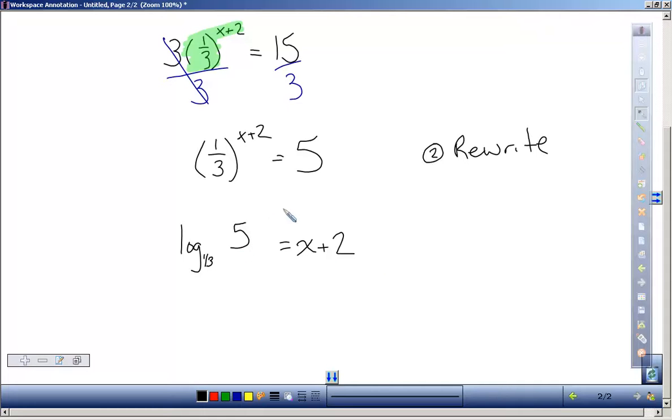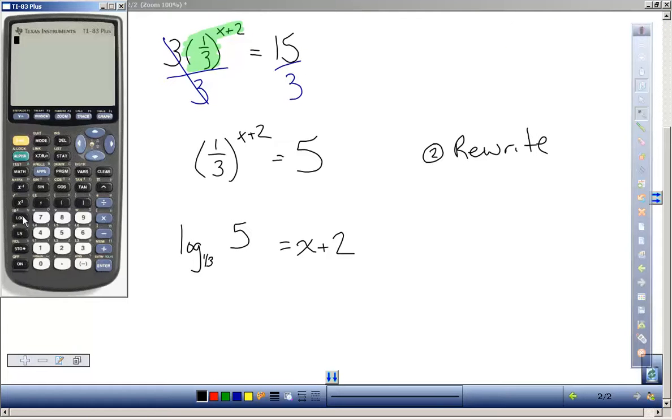Again, I'm going to double check. (1/3) to the x plus 2 power is equal to 5. I rewrote it as a log. This, even though it has a fraction and it's a log, is still something I can type into my calculator and get a decimal. So now I'm going to go into my calculator. I have an old calculator, so I am going to have to use the change of base formula. Don't forget our change of base formula.